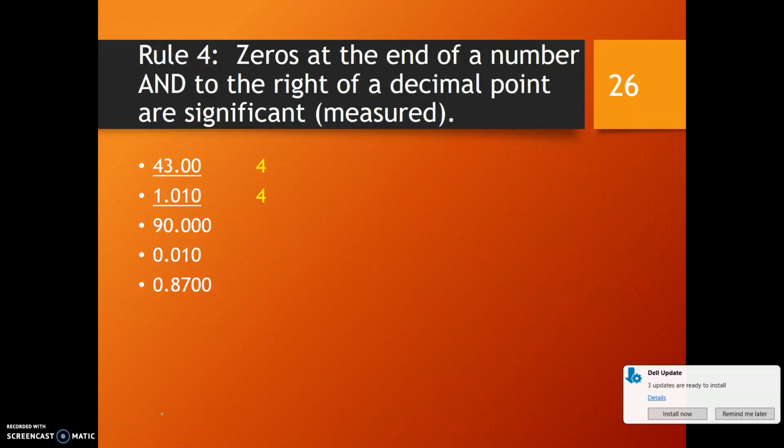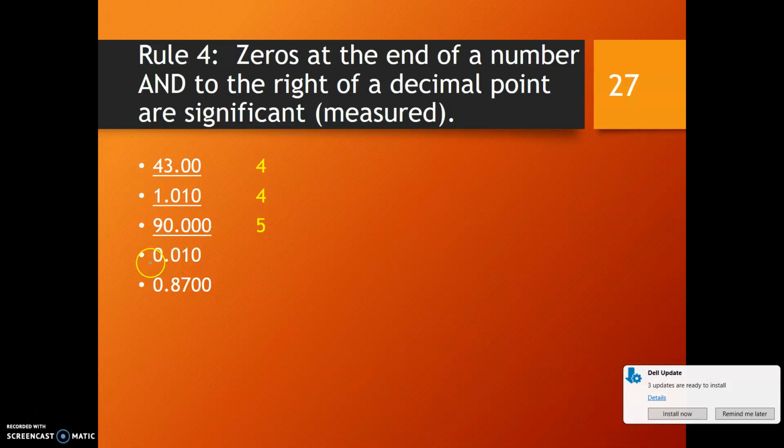In the number 90.000, all of these numbers would be considered to be measured. So it's going down to the thousandths place, showing how specific the measurement is. So that would be 5 sig figs.